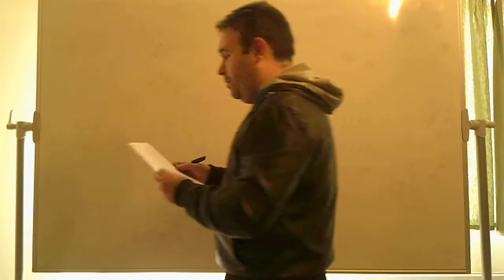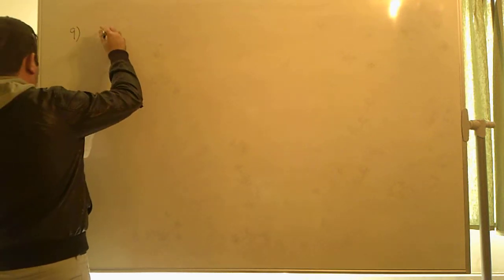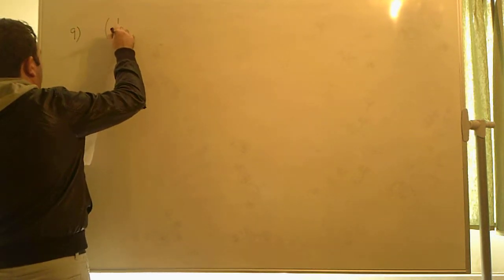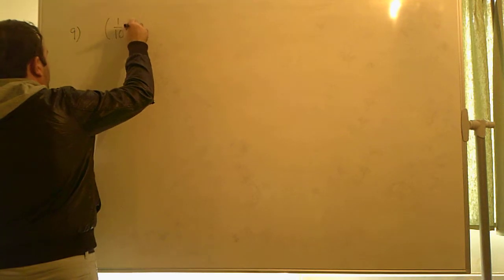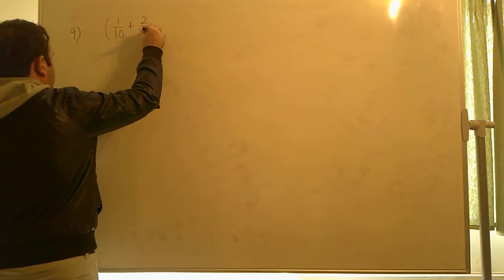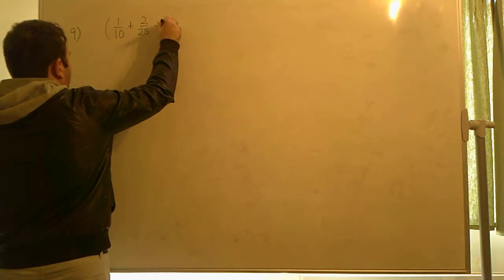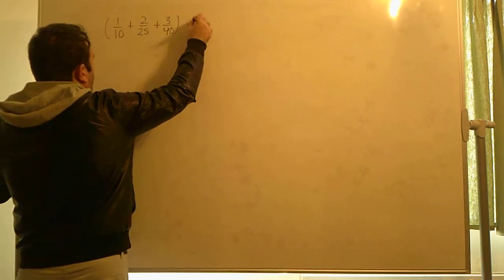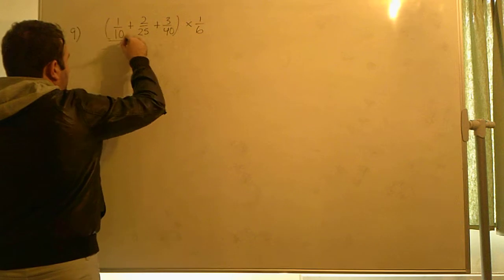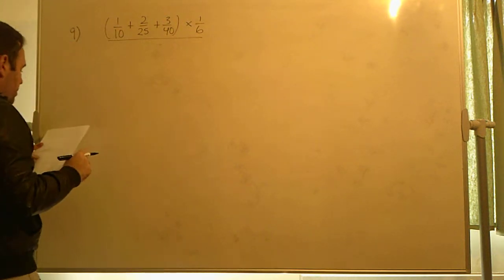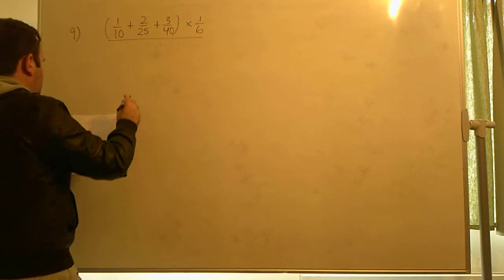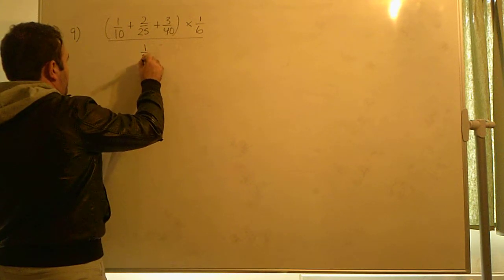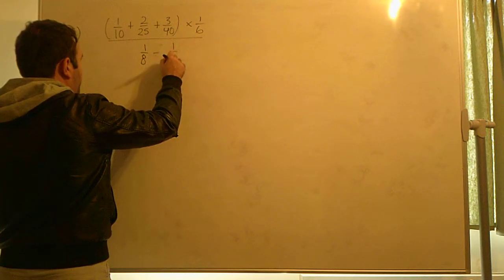So we have, this is the ninth example, and we would have 1/10 plus 2/25 plus 3/40 times 1/6 divided by 1/8 minus 1/12.